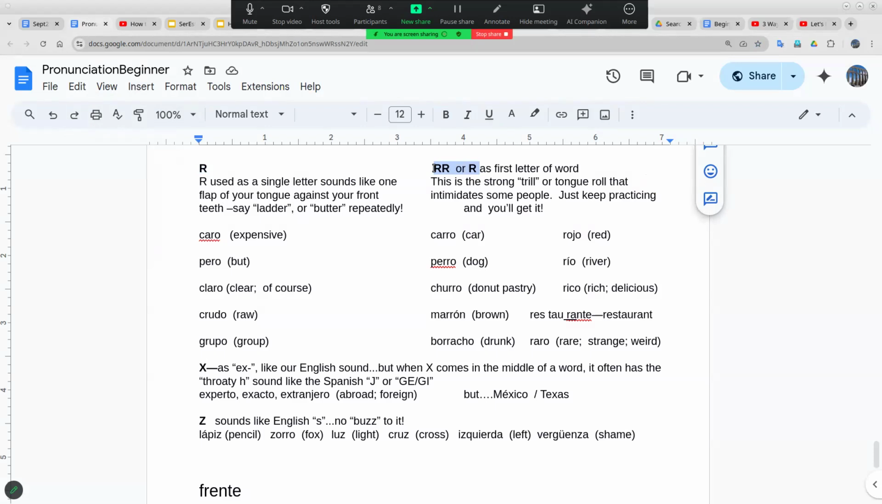They make rules for things like this in Spanish. There's like a group of guys who literally sits down and they decide rules. Okay. If it is a double R, or if the R is the first letter of the word, it's going to get the strong trill.